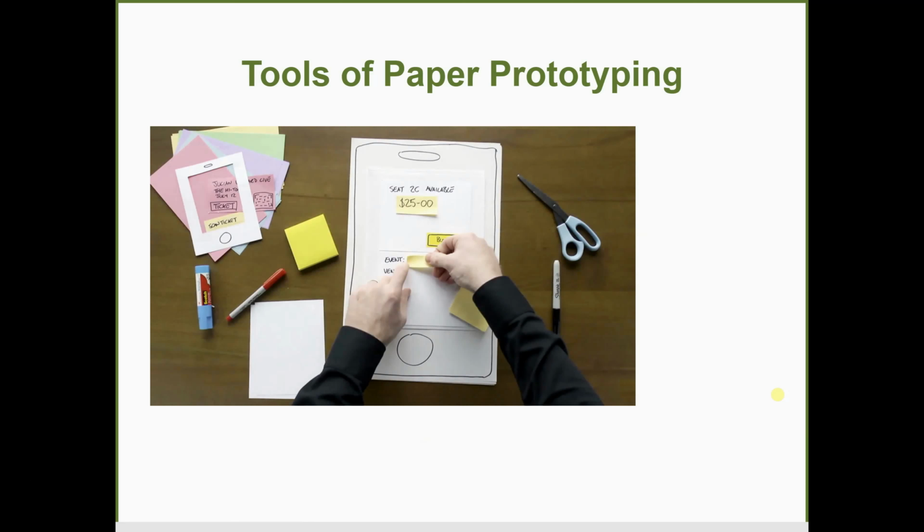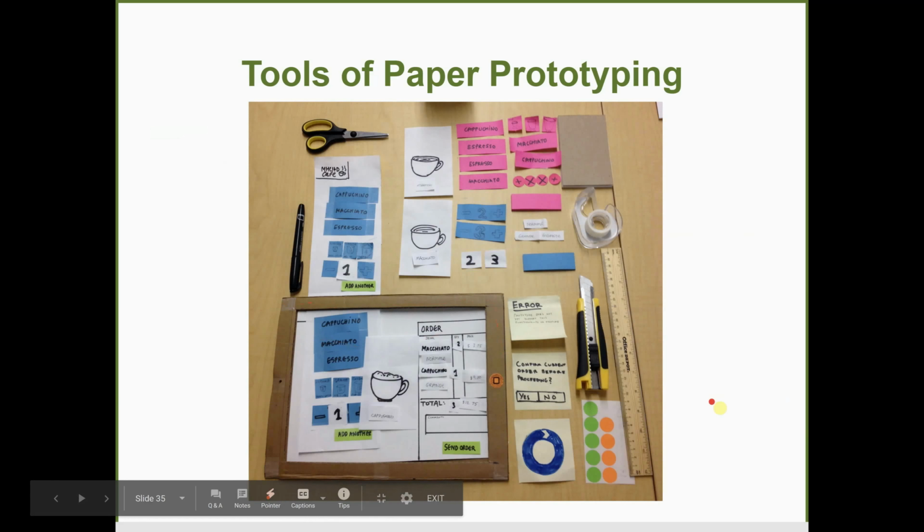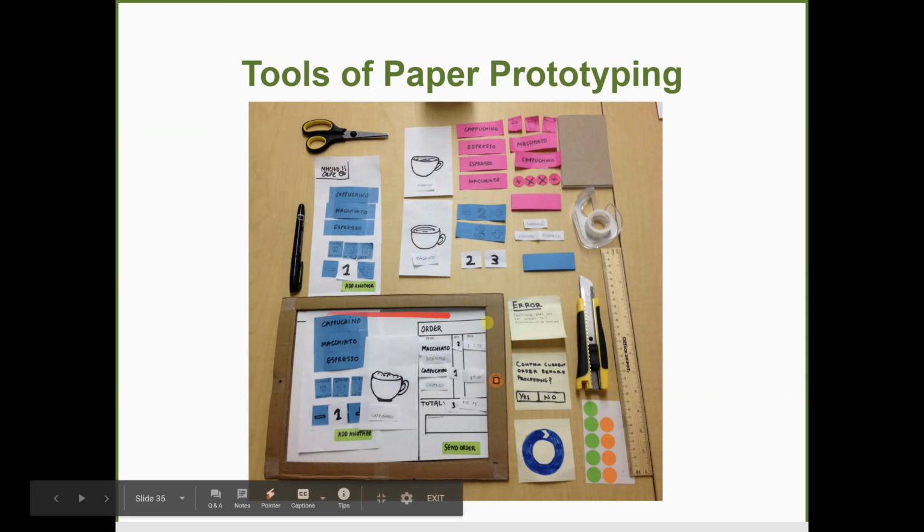My recommendation is that you use poster board to draw a static background, usually a window frame, like in this picture here, and then use index cards for the pieces you will place on top of this background. So index cards or pieces of paper that you are going to put on this background.